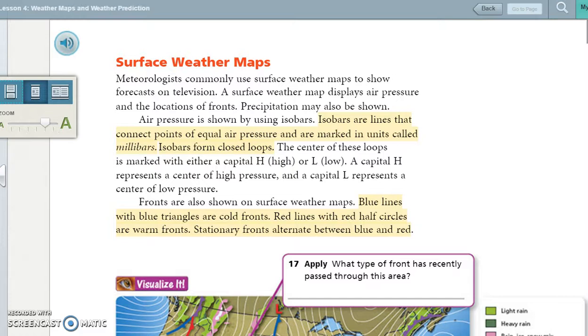Okay, we usually show fronts also on surface weather maps. We use blue lines with little blue triangles for cold fronts. We use red lines with red half circles for warm fronts. Stationary fronts look like a combination of the two. You have a little piece of cold front, a little piece of warm front. Okay, let me explain a little bit about cold fronts and warm fronts.